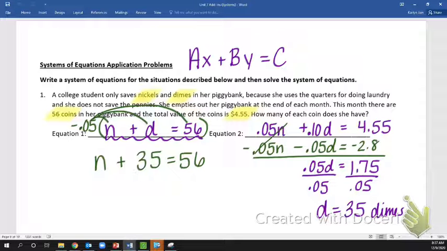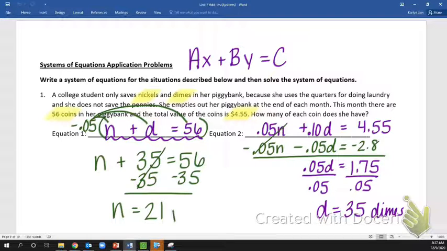Then we're going to subtract 35 from both sides to get the amount of nickels equals 21. So here's how many coins she has: 21 nickels and 35 dimes.